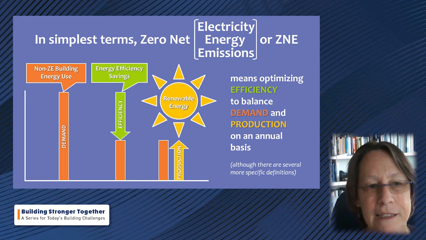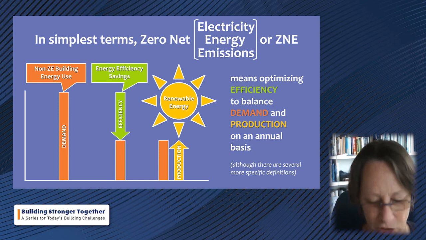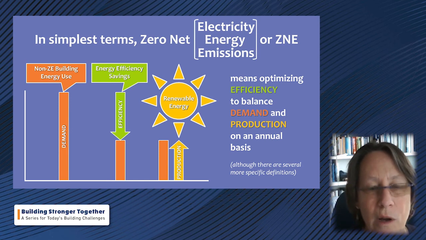In all cases, what we're really talking about is taking a conventional building and optimizing the efficiency of that building so that we're able to meet its energy demand with renewable energy production, typically on site. And so there's really two sides to this equation: the consumption and the production side of the equation. And I'll get into a little bit more about the nuances between those three definitions farther along. But first, we look at the foundation.